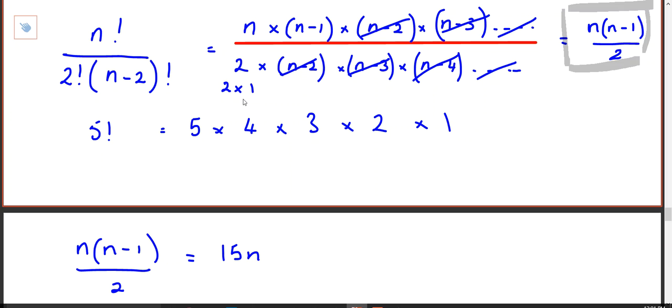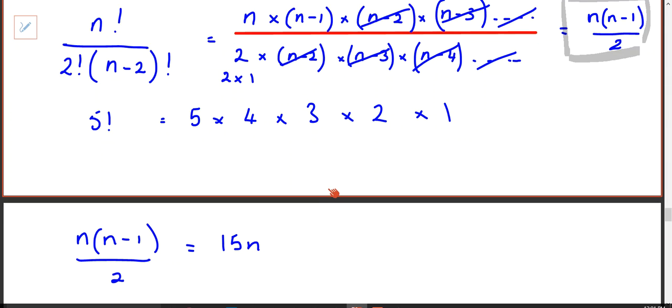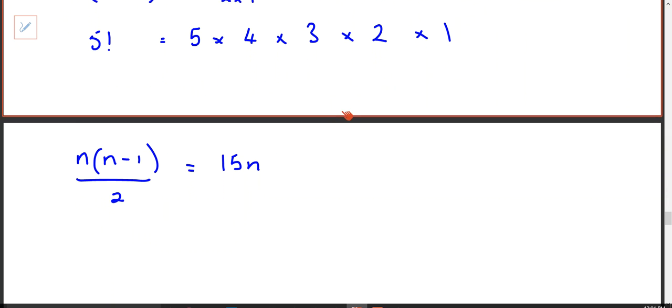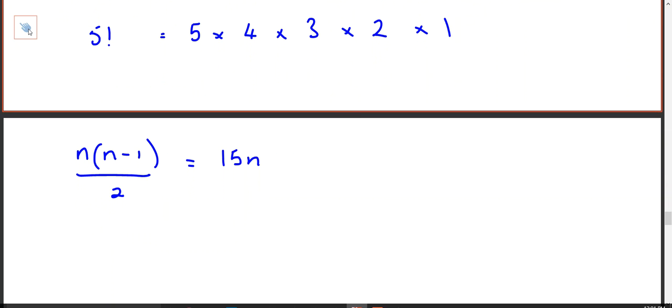Okay. So, is there anyone at this stage who thinks, yeah, no problem, I can do that? What do we do now? Let's get rid of stuff. What can I get rid of? 2. I could multiply by 2, so let's multiply by 2. It gives me n times n minus 1 is equal to 30n.